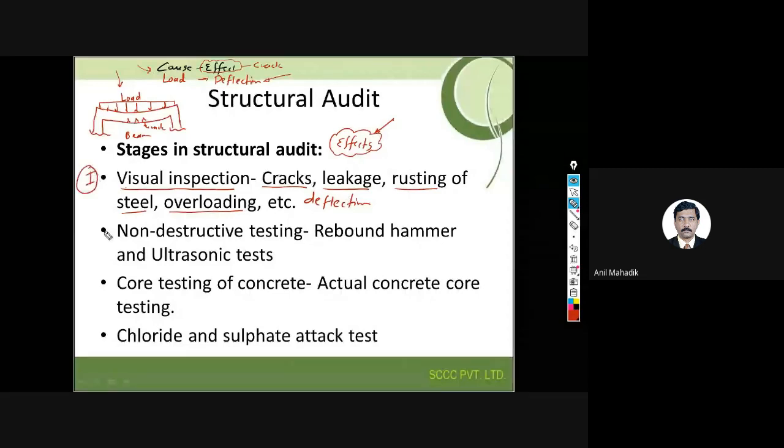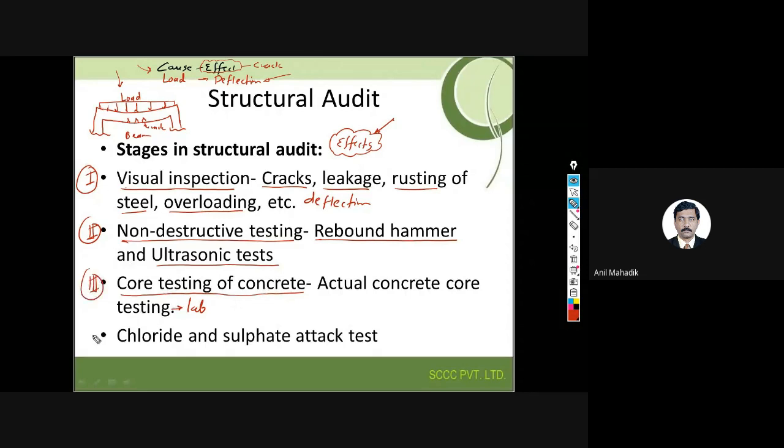Then we do the testings. There are two main testings: one is non-destructive testing and one is destructive testing. In non-destructive testing, we have the rebound hammer and the ultrasonic test. And in destructive testing, we take a sample from the real structure, an actual core, and we do core testing in the lab, checking the concrete grade of that core. So these are the important tests which are done in the structural audit.